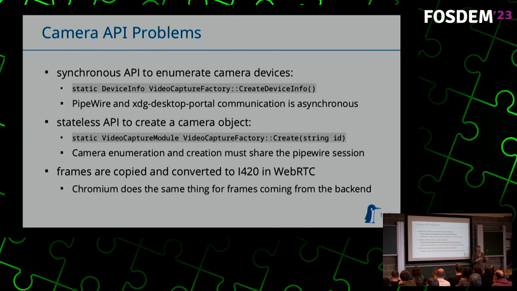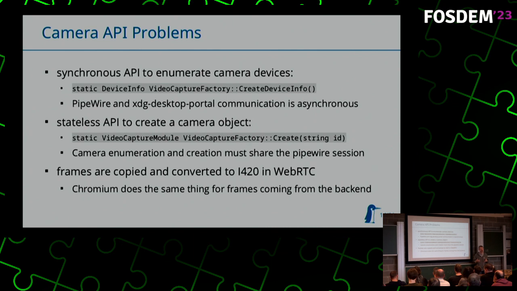And well, as I showed before, we need to talk to the portal. The portal may actually ask the user if the application is allowed to access the camera. And then we need to iterate over the devices found, or the cameras found in Pipewire. That's not something we can do in a synchronous function call in a browser. So I needed a new asynchronous API to do this enumeration.